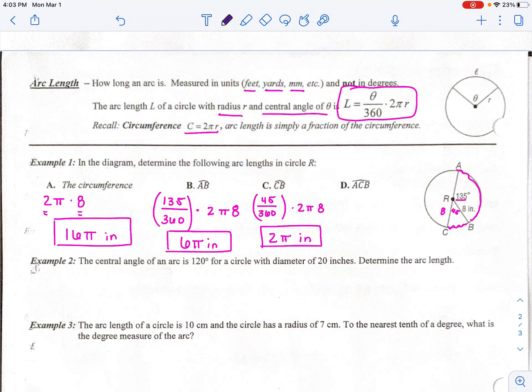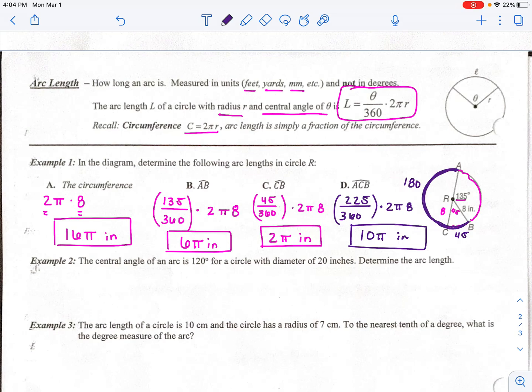Finally, we've got ACB. So let's see. A to C to B. It's this measurement here. Well, we know from A to C, that's half the circle, so that's 180. We know from C to B, that was 45. So if I do 180 plus 45, I get 225. So 225 divided by 360 times 2 pi 8. If I type that, I get 10 pi inches.